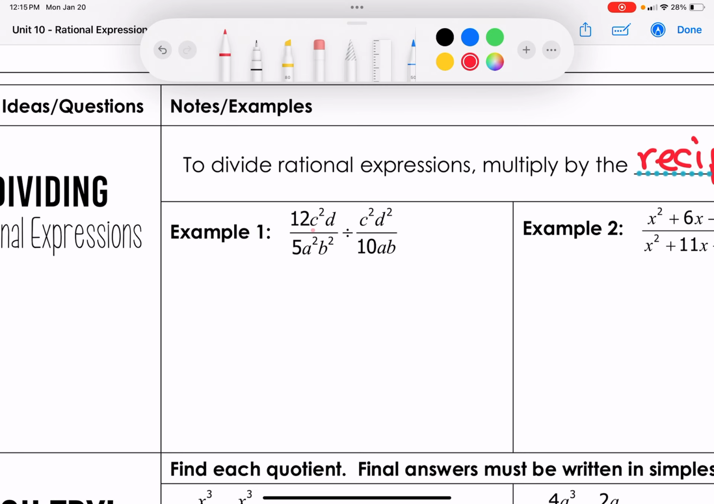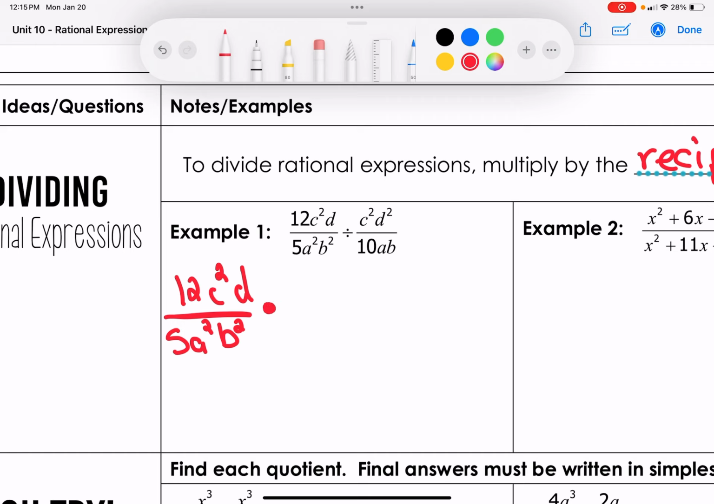Look at example 1. These are just monomials, right? So this ends up becoming 12c squared d over 5a squared b squared. But now we're going to flip this and multiply it. So now this becomes times, and I'm flipping it, 10ab over c squared d squared. Now you just multiply across.